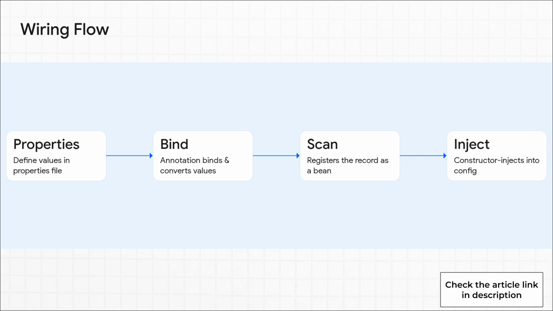To summarize our wiring, Step 1, we defined our environment-specific values over in application.properties. Step 2, we used the @ConfigurationProperties annotation on our Java record to safely bind those values and automatically type convert those text strings into duration objects. Step 3, we used @ConfigurationPropertiesScan on our main class, so Spring actually finds the record and registers it as a bean. And Step 4, all of that allows our properties to be cleanly constructor injected into our REST client configuration. We literally completely decoupled our config from our code logic, which is exactly how you want to build resilient software.